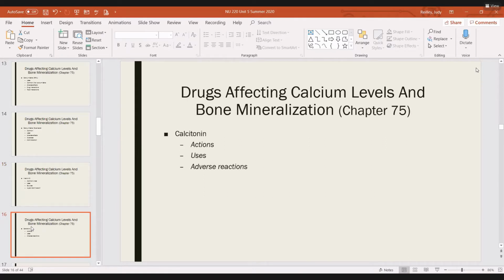When we look at calcitonin, you have a decrease in bone resorption, increase in calcium excretion, used to treat your hypercalcemia, your Paget's disease, and osteoporosis. So it can be given IM, sub-Q, or intranasal, so nasal spray up the nose.